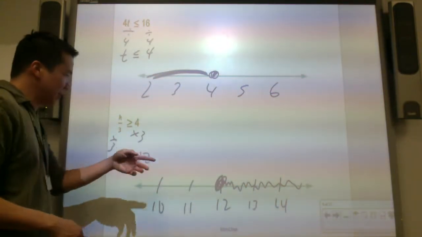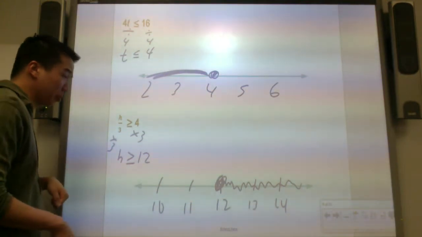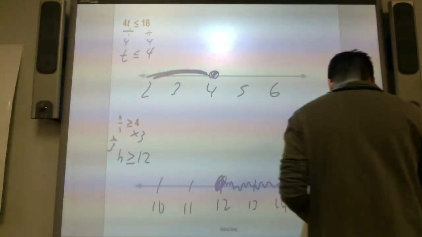Let's plug in and see if this really works. If you plug in, let's do 15. 15 divided by 3 is 5. Is 5 going to be greater than or equal to 4? It is. That's why it's facing to the right.